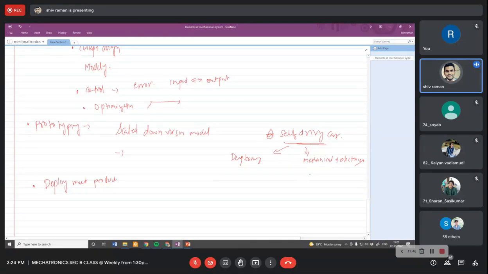Basically a small car, a tabletop car, will be developed, and these codes are fed to this prototype, and we need to check the accuracy of our model. So before directly deploying the product, you have to test on a prototype. You cannot launch directly into the market.